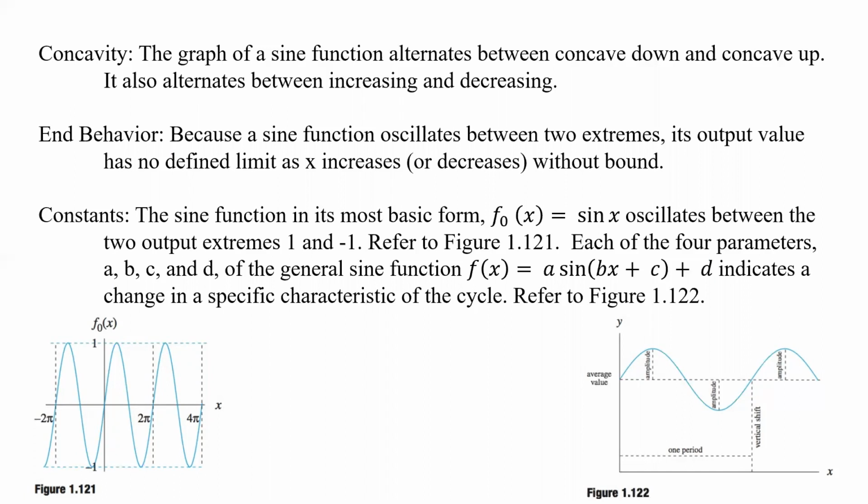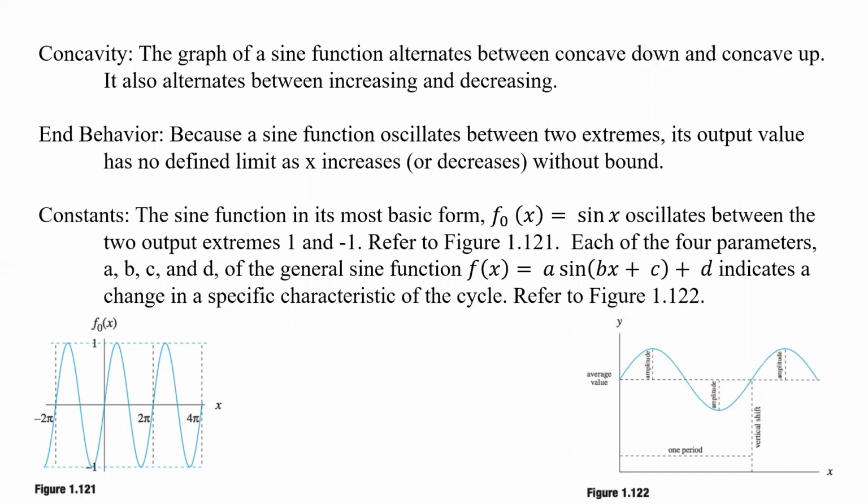Now we kind of saw this before. If we had an oscillating function, then the limit did not exist, and that's the same thing here. Because the sine function oscillates between two extremes, its output value has no defined limit as x increases or decreases without bound, because as we go this way, it's going to keep going up and down. So there's never going to be a limit. It's never going to go to positive infinity or negative infinity. It's going to be between 1 and -1 in this case.